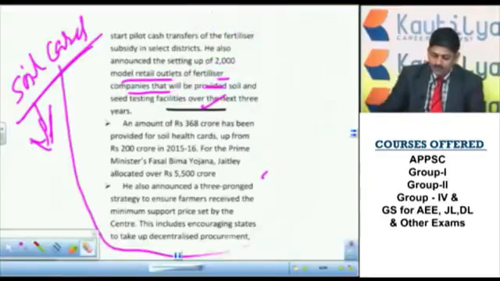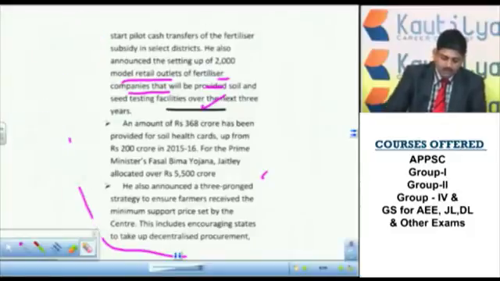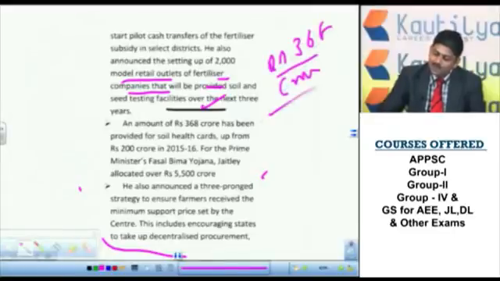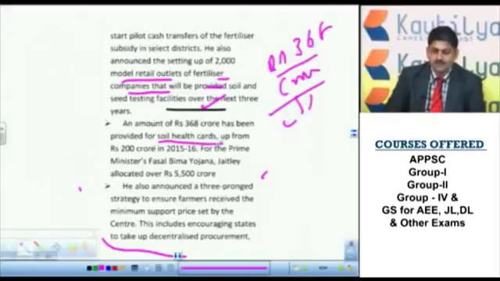So if we go to the next point, rupees 368 crore is again an important figure. 368 crore has been provided for soil health cards. Now, the next important one is, in the previous budget it was only 168 crore. That means how much up? It is 200 crores up.